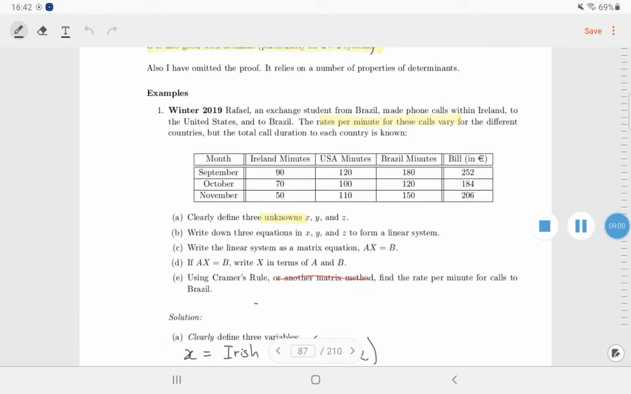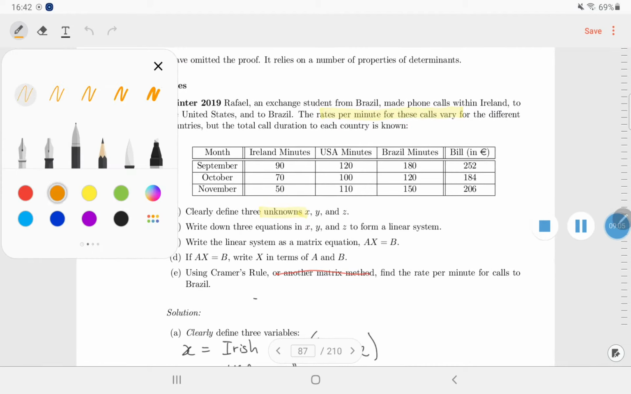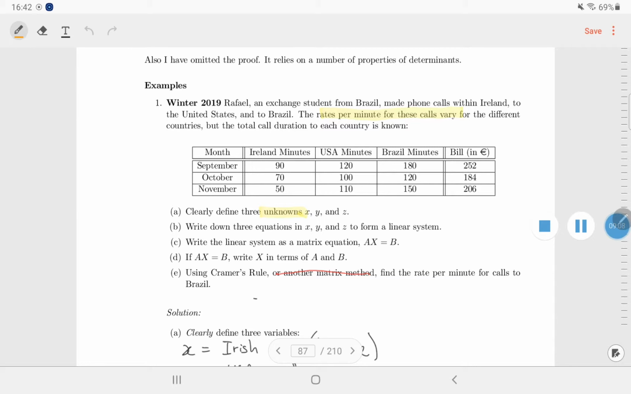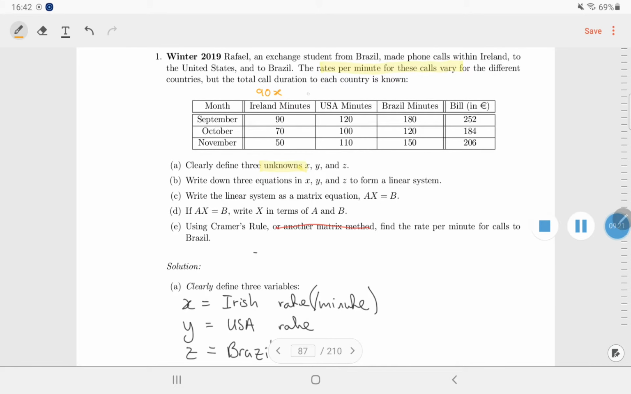Now we get into something, we'll probably do one of the equations here. There's a bit of thinking to do here from my point of view. So I'll write the first equation up here. So the Irish minutes, there's 90 minutes, and if the rate is x, x is the cost for 1 minute, so 90 minutes will cost 90x. The USA minutes, each cost y, so if there's 120 of them, it's going to be plus 120y. And similarly, Brazil is going to be 180 times z, and that's going to equal the bill. Now, there's no service charge in this. 252. Okay, now I'm just going to write down those equations on a piece of paper beside me.